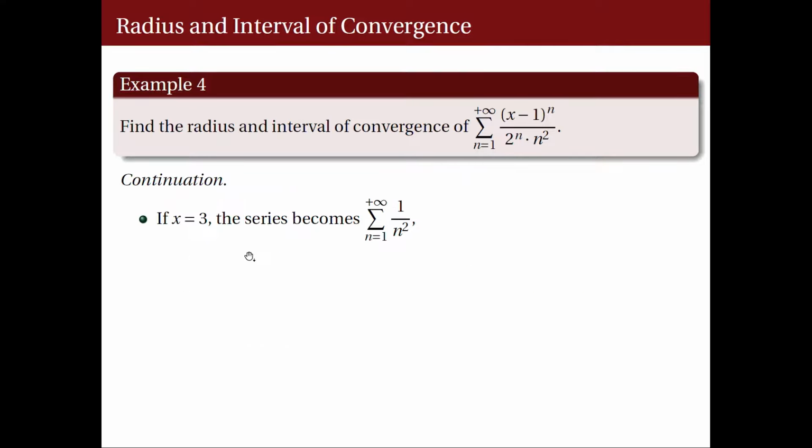For x is equal to 3, notice that (x minus 1)^n is equal to 2^n. Therefore, we can cancel 2^n in the numerator and 2^n in the denominator, and the series becomes the sum of 1 over n squared, n is equal to 1 to positive infinity. Notice that this is a p-series with p is equal to 2, which is greater than 1. Hence, it is a convergent p-series.